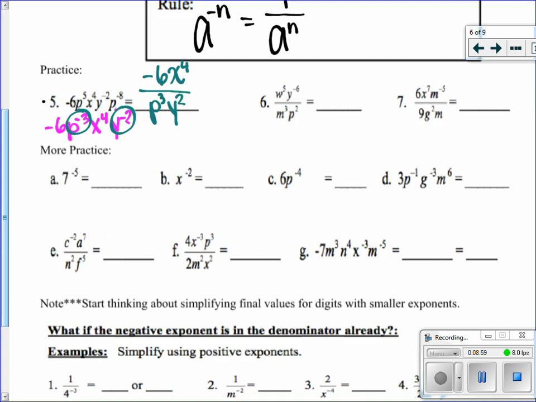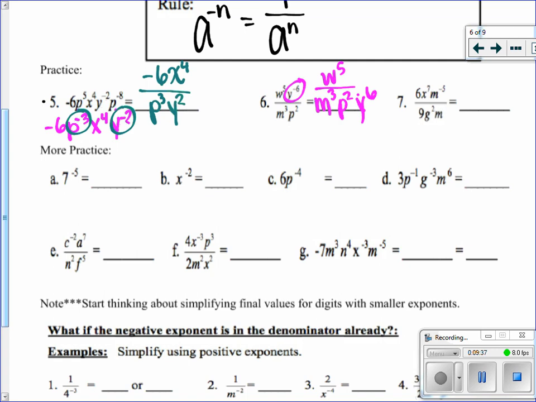Okay, we're going to do some more examples. So let's look at number 6. On number 6, do we have anything to simplify other than just switching some stuff around? Okay, so then that means we have one step. Just move stuff. What are we moving? Y to the power of 6. That means everything else stays where it was. M cubed, p squared, and now y to the power of 6 is on the bottom. Ta-da!